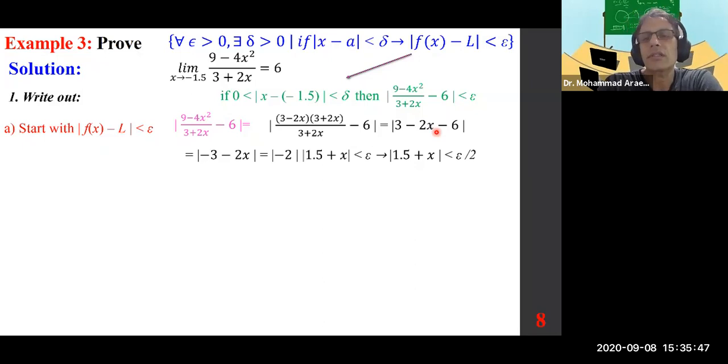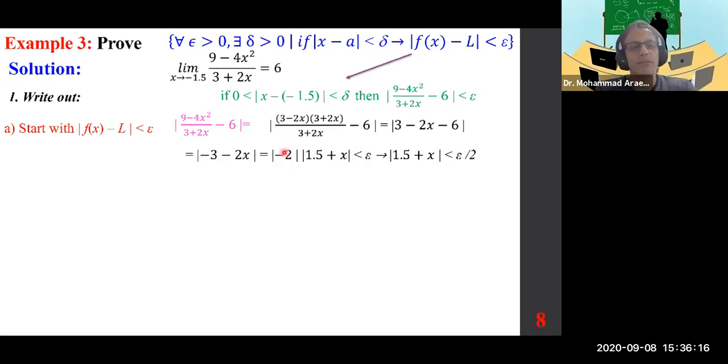3 and negative 6, they add up to negative 3. If we factor out the negative 2, remember, we want x plus 1.5 or 1.5 plus x, whatever. So if you factor out the negative 2, you get that 1.5 plus x. And then divide both sides by the absolute value of negative 2.